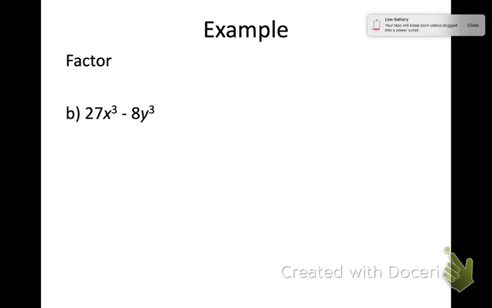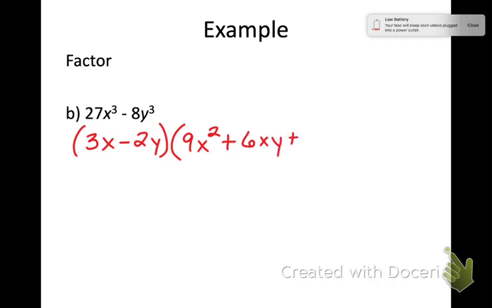It's the cube root of 27x to the third. 3x minus 2y. What's your first term going to be? 3x squared. Square the whole thing. 9x squared, plus or minus, plus 6xy, good, plus 4y squared, good. That's your factored form.